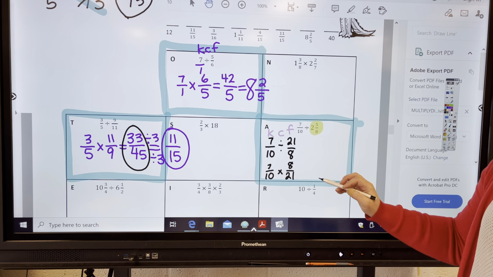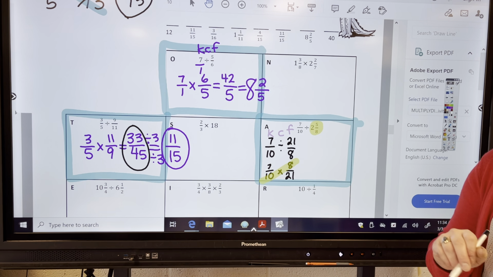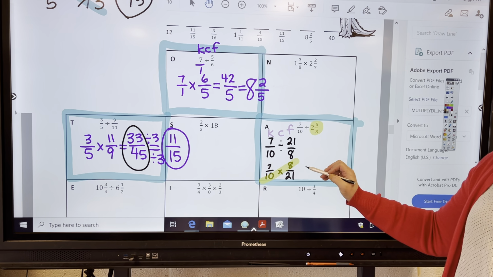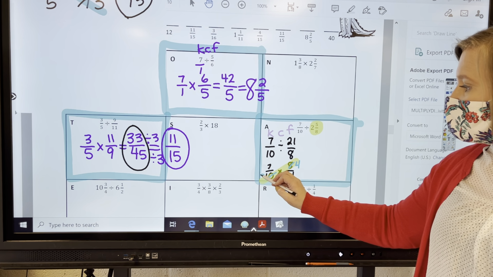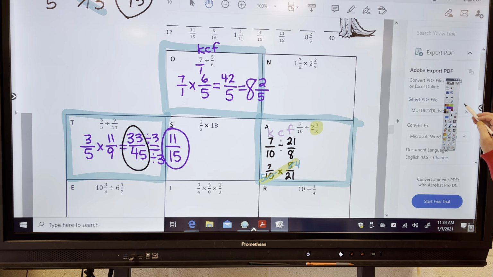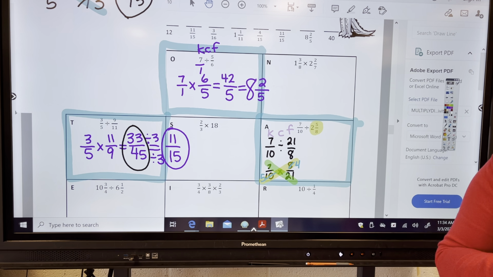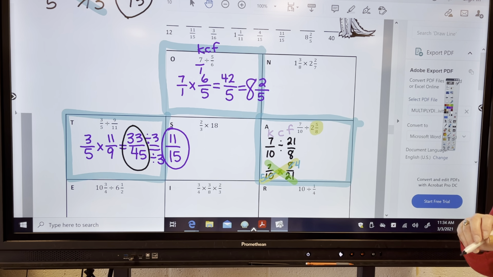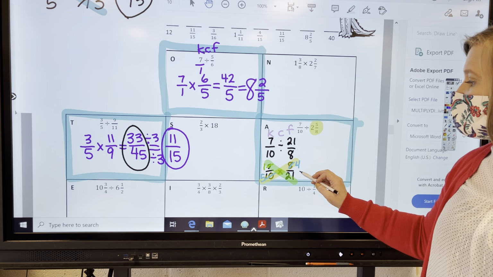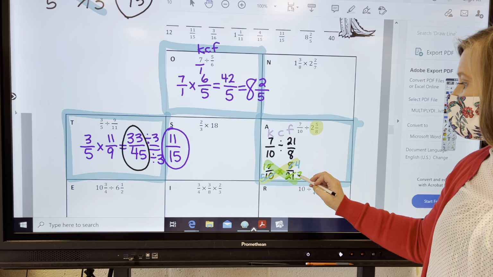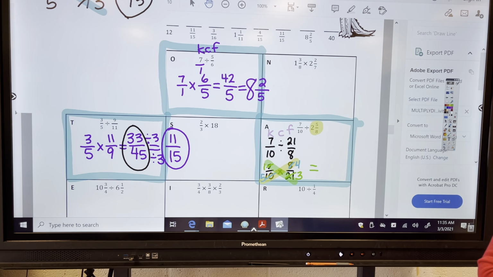Not me. So can we simplify 8 and 10? What can I divide 8 and 10 by? 2. 8 divided by 2 is 4, 10 divided by 2 is 5. What about 7 and 21? What can I divide those two by? 7. 7 will go into 7 how many times? 1. And how many times will it go into 21? 3.